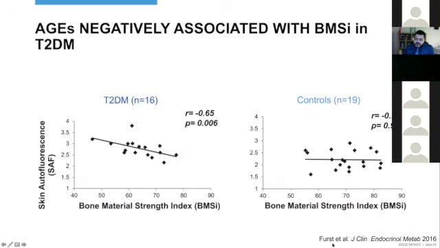This is data from the Columbia group. They looked at 16 diabetics compared to control, and they saw that the AGEs were negatively correlated with the BMSI, whereas that's not the case in controls.